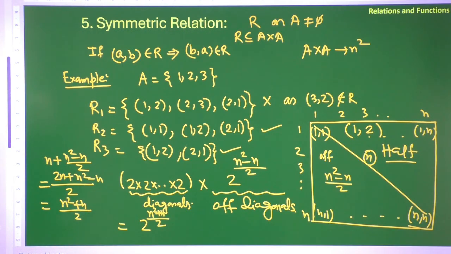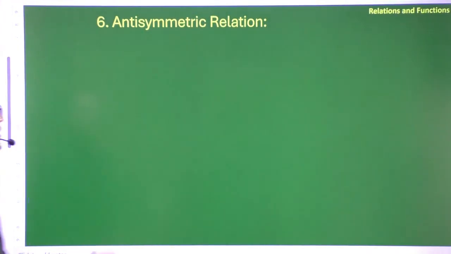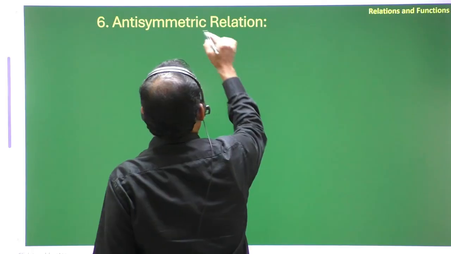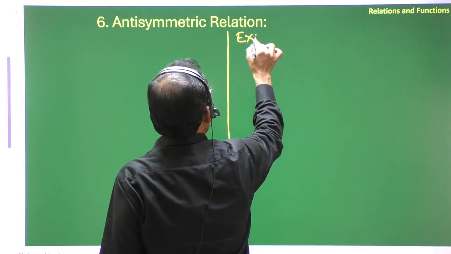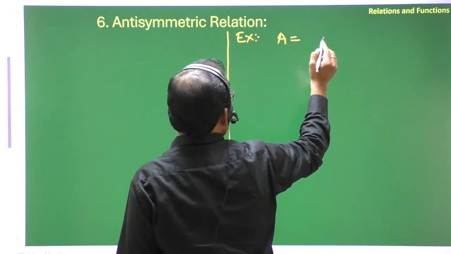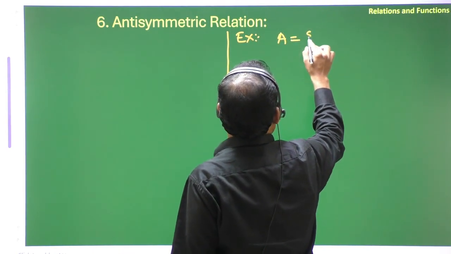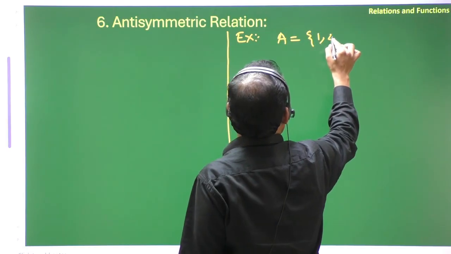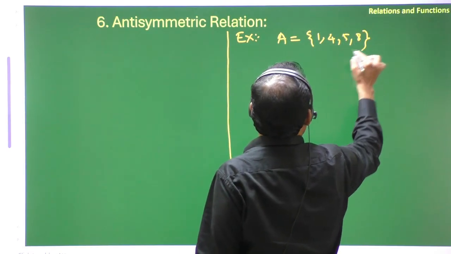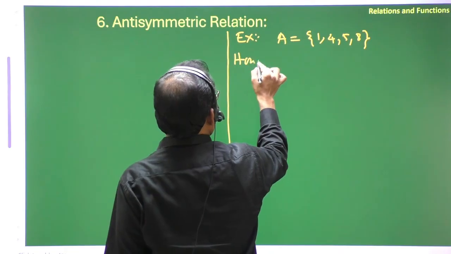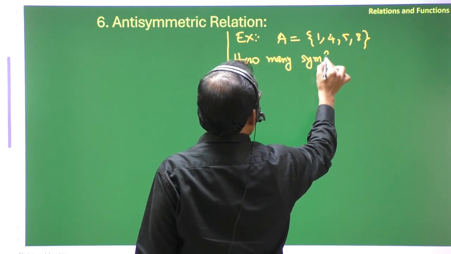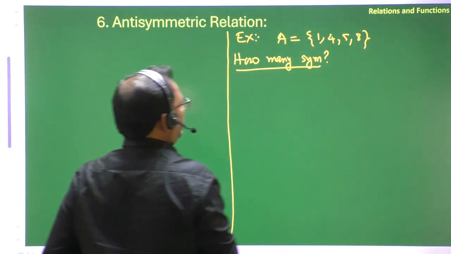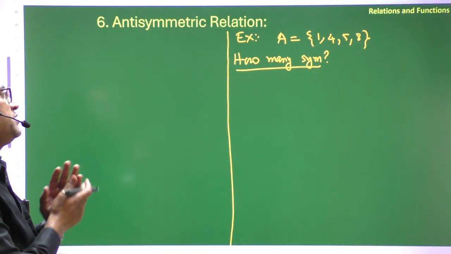Okay, now take one example of a symmetric relation. Before doing the antisymmetric, take one example for the symmetric relation. Suppose set A contains 4 elements: 1, 4, 5 and 8. The question is how many symmetric relations I can define here.